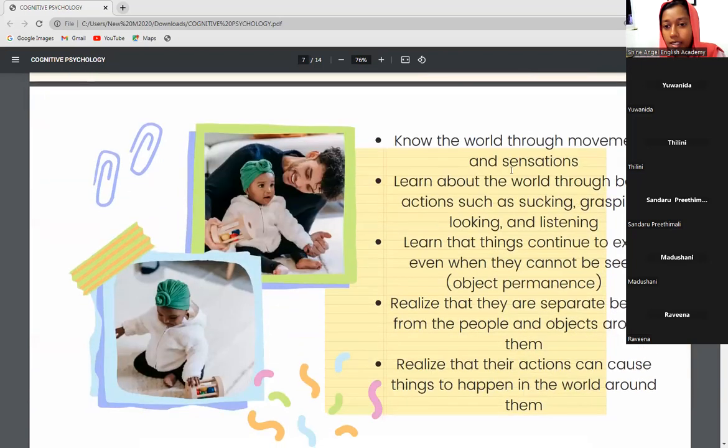Okay, so in this stage, they try to know the world through movements and sensation. Sensation means touching, hearing, smelling, tasting, those are sensations. They learn about the world by basic actions like sucking, grasping, looking, listening. If you call the child, they will look at you and smile, right? So they basically understand. They learn that things continue to exist even when they cannot be seen. Object permanence.